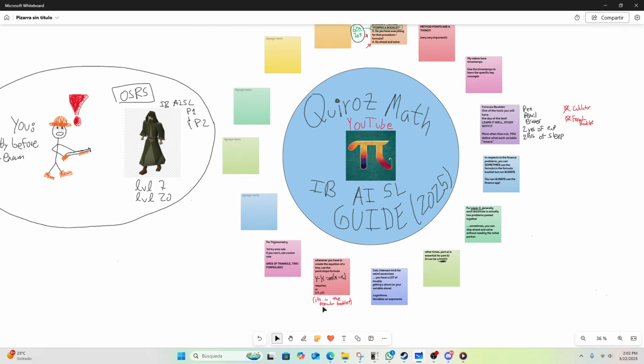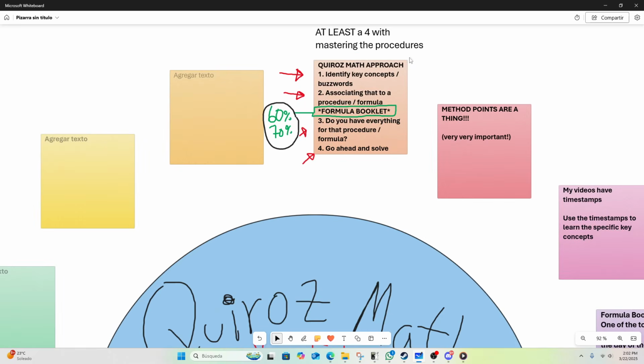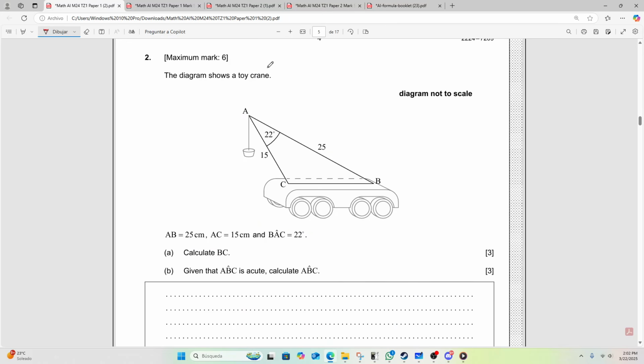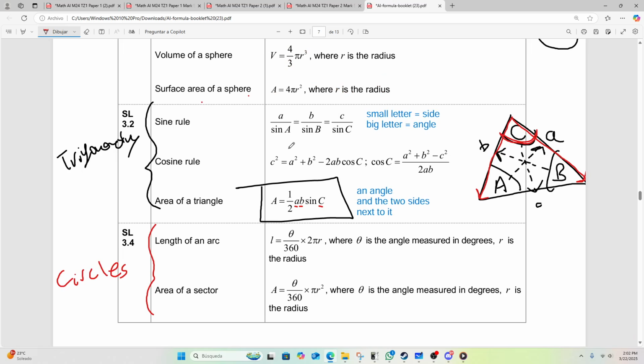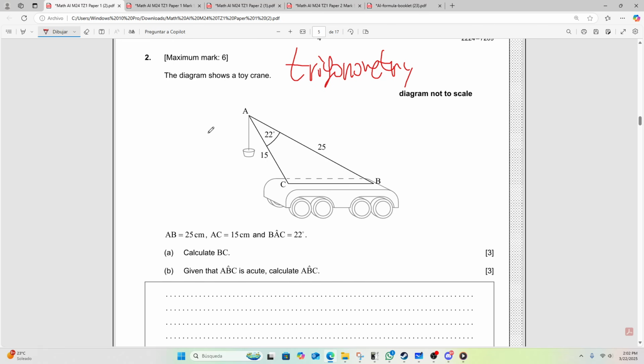Let's go ahead and apply the Quiroz math method. The Quiroz math approach is that you look at this, you see a triangle, you need to find distances, you need to find angles. You should already be thinking in trigonometry. So you think of trigonometry and immediately you open up your formula booklet. You open up your formula booklet and this guy told you use sine rule first, if not go to cosine rule. Okay, bada bing bada boom. And after that, that's it. That's the method. Use sine rule and then cosine rule. Understand them well. Watch my video.